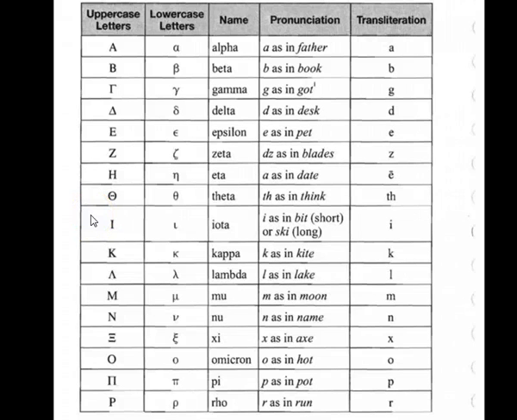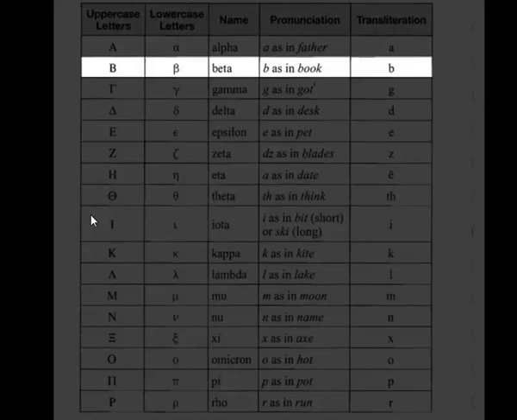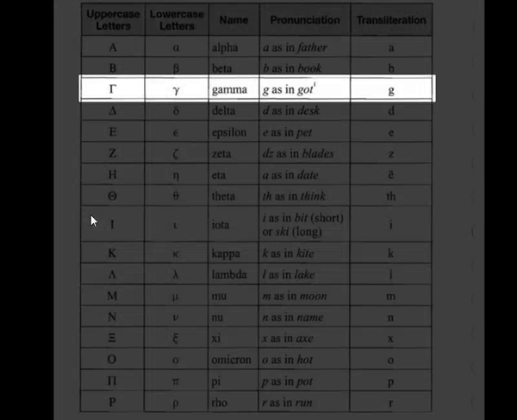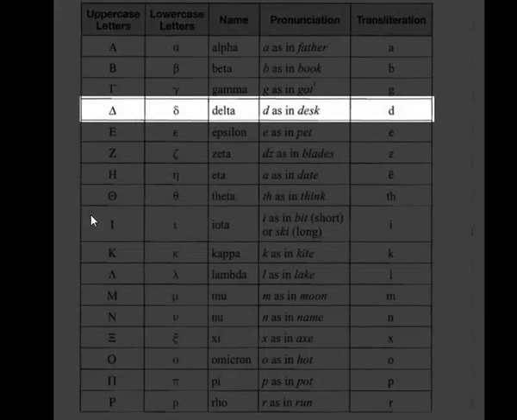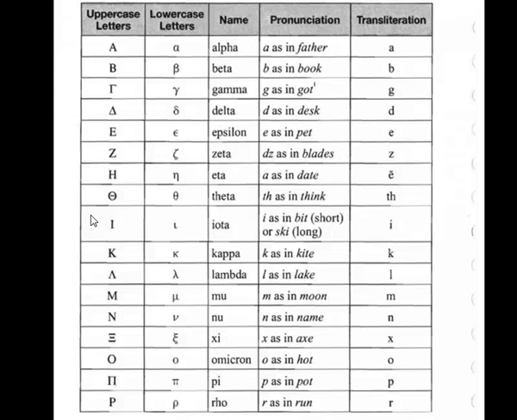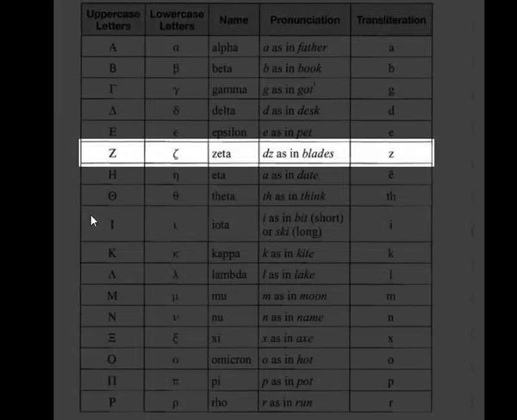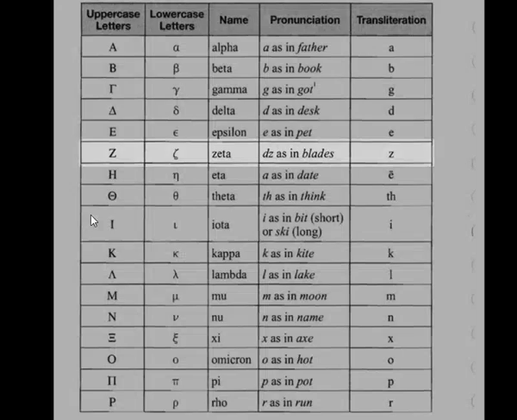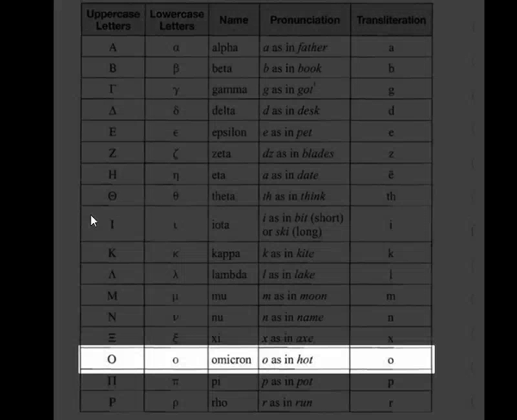So the differences will be: Beta will be pronounced as a V instead of as a B. Gamma will have a slightly guttural sound to it. Delta will have a dental aspiration, as opposed to the English D. Zeta will sound like a simple Z instead of a ZD, as in blades. And omicron will be pronounced as a long O rather than as a short O.